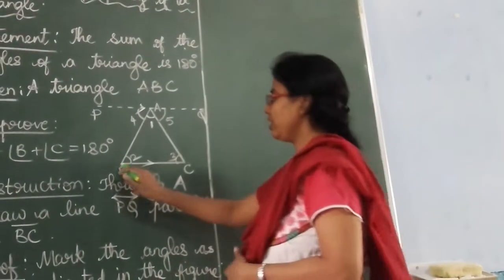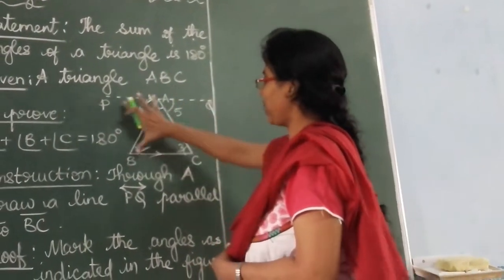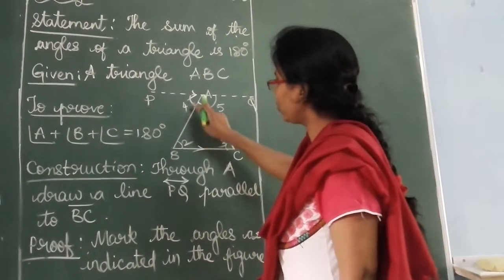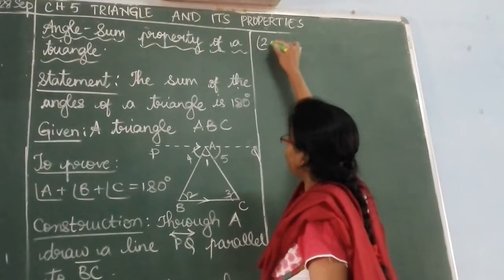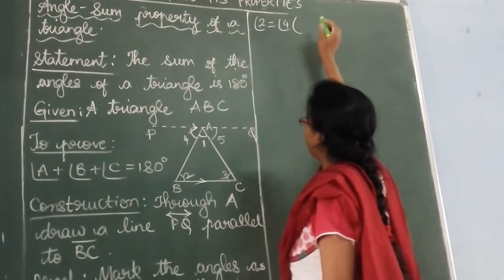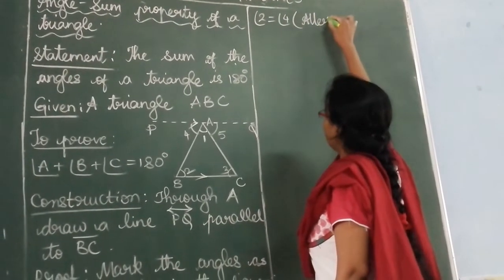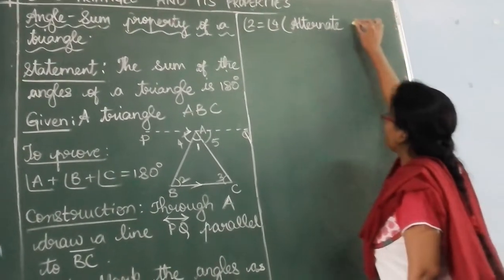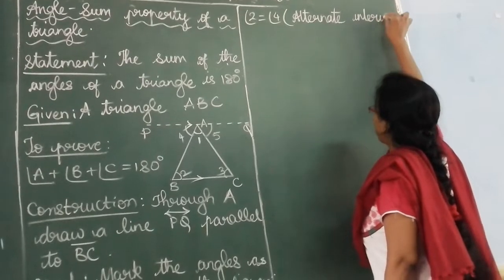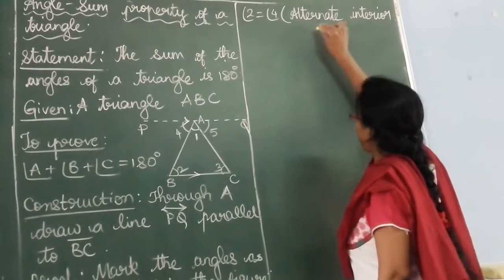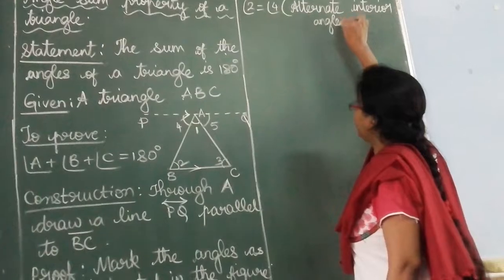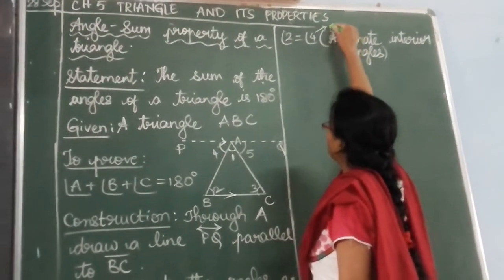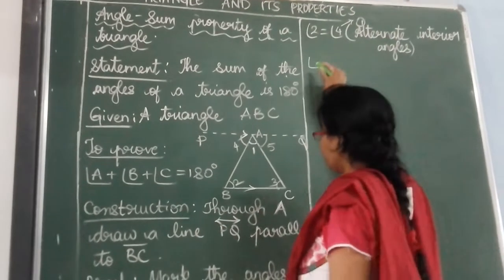Now let us see. If BC and PQ are parallel lines and AB is a transversal, you can see that angle 2 is equal to angle 4. How do you know what is that condition? They are alternate interior angles. Because they are alternate interior angles, they are equal. This is equation 1.